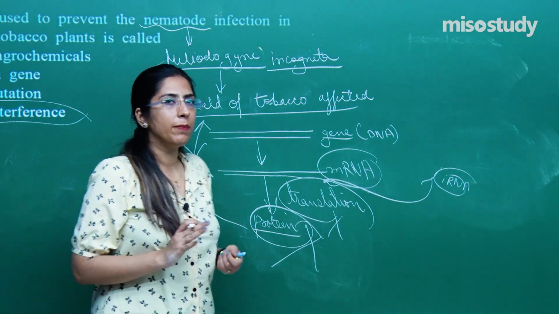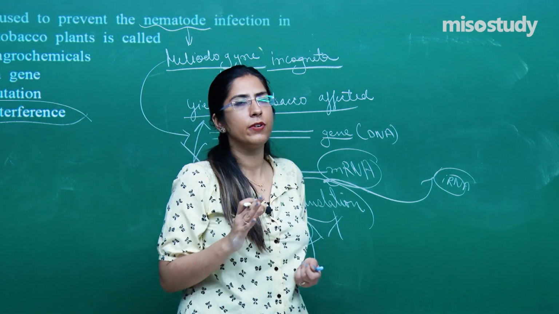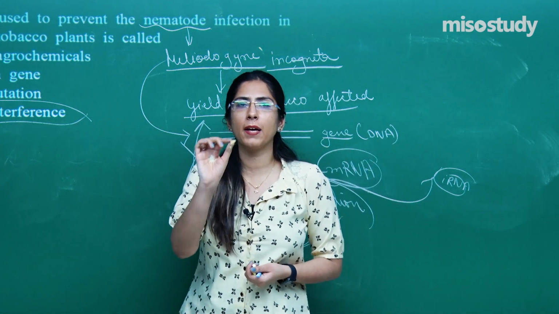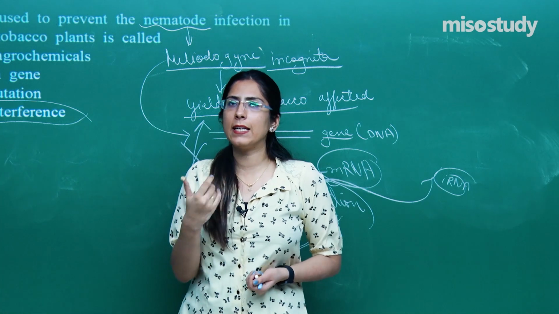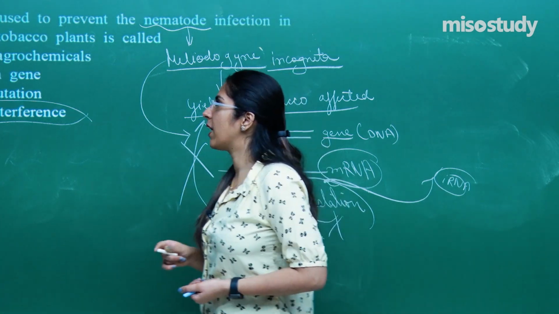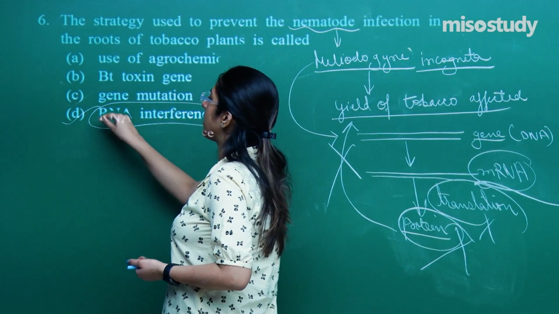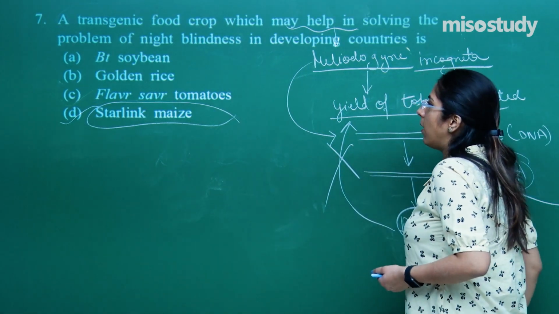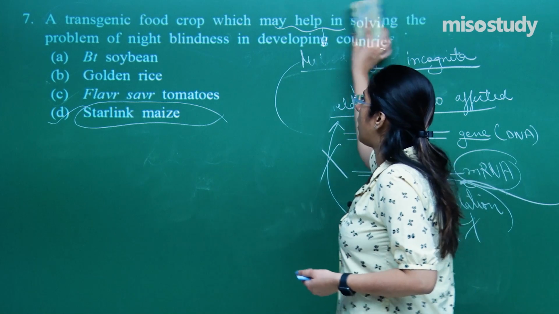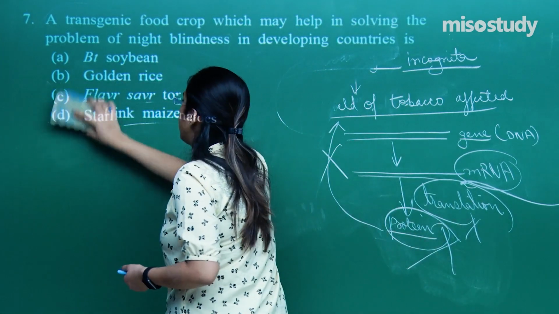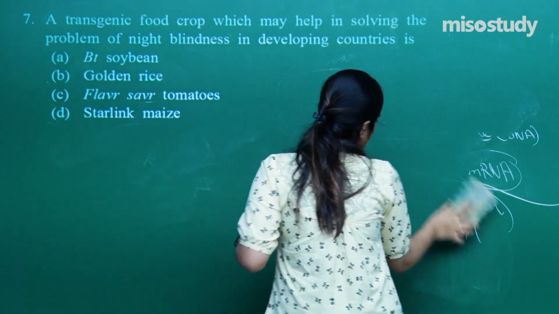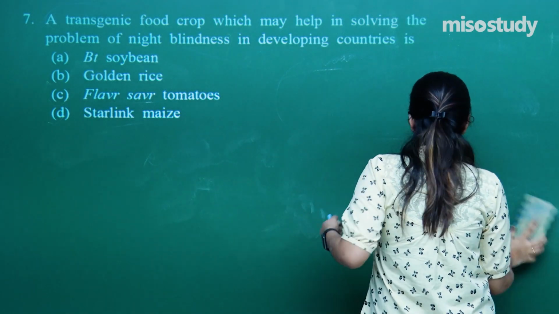So you have to remember this, because lots and lots of research is going in this particular direction, and this is the most specific mechanism to control disease in any plant. So the correct option for question number 6 is RNA interference. Let's talk about the next question. It is related to the transgenic crop. Seventh question.